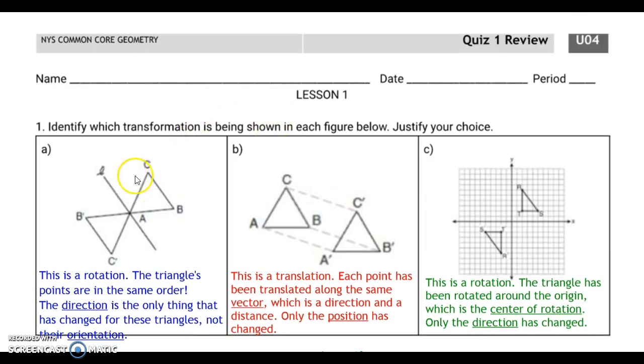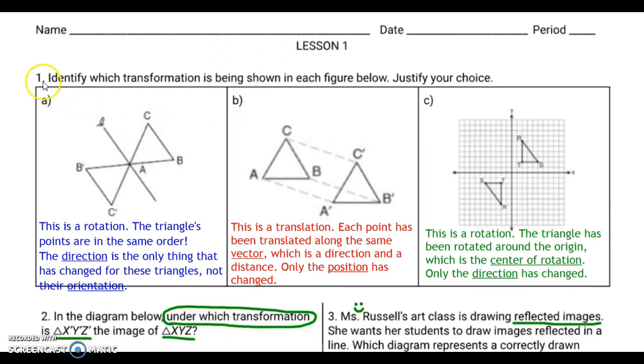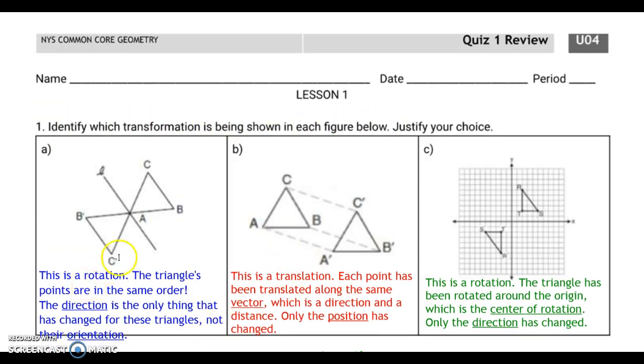In Lesson 1, you should identify the first problem in the problem set, which transformation is being shown in each figure below, and here are the correct answers. This one is a rotation. It looks like a reflection, but it's a rotation because point B has been rotated around to become B prime. C has been rotated around to become C prime. If this were a reflection, point C would have gone over here to C prime, but it didn't. It went around. Point C went around like this, so it is in fact a rotation.